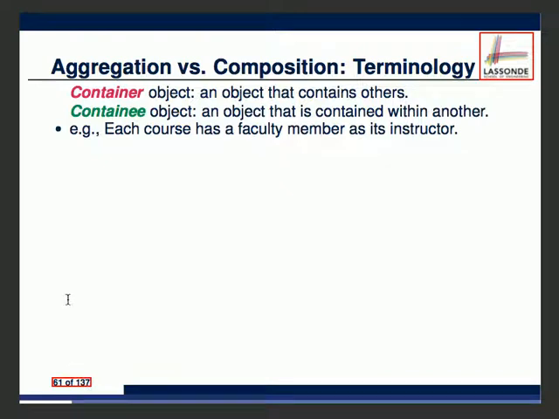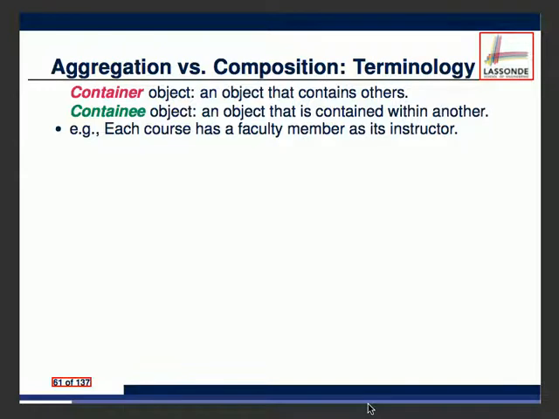Let's see. This is the simplest example. In this case, we can say each course has a faculty member as its instructor. Just by this sentence, can you see which one is the container? Should it be faculty member or should it be course? Which contains which? Just take a guess. Faculty member? The opposite. Yeah, the opposite. We will gradually build the concept.